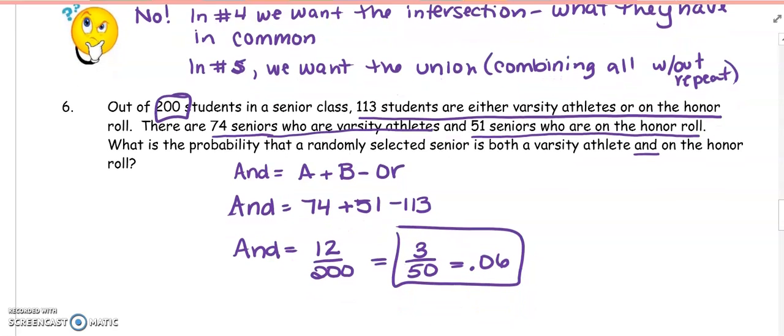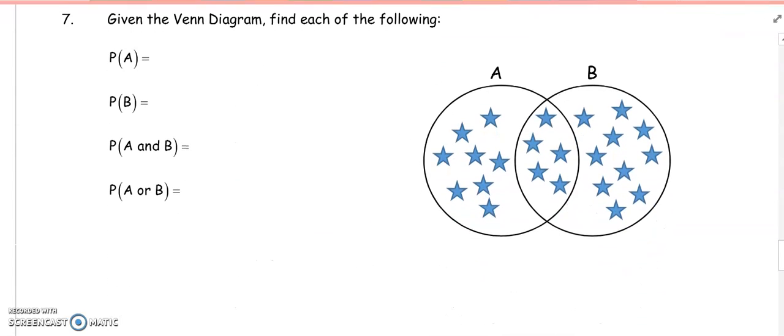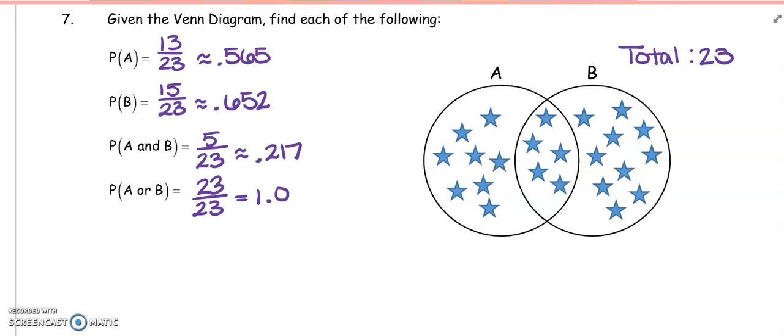Now, I'd like you guys to go ahead, take a look at this last problem, pause the video, and we'll come back together in just a moment. All right, so I'm using this Venn diagram here. I see that there's a total of 23 stars. If I want the probability of A, well, I can count that there's 13 stars out of the 23, which will give me 0.565. If I want the probability of B, I can count the stars. That's 15 out of 23, which will give me 0.652.